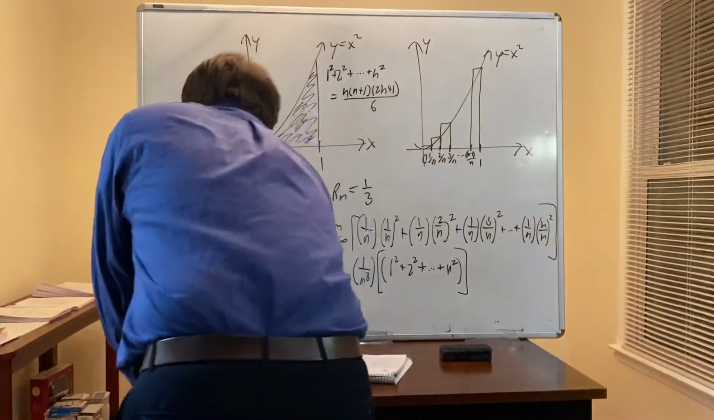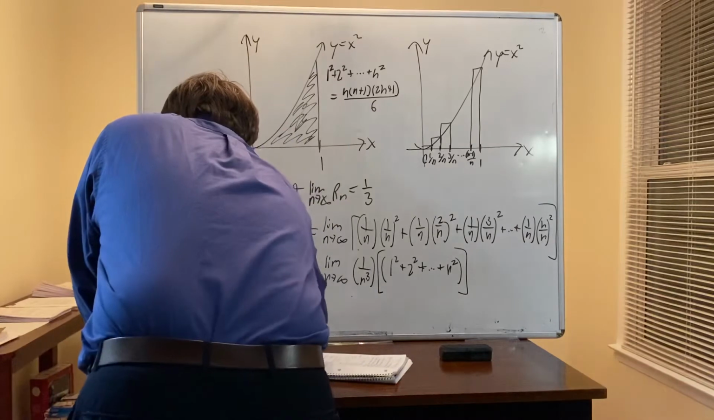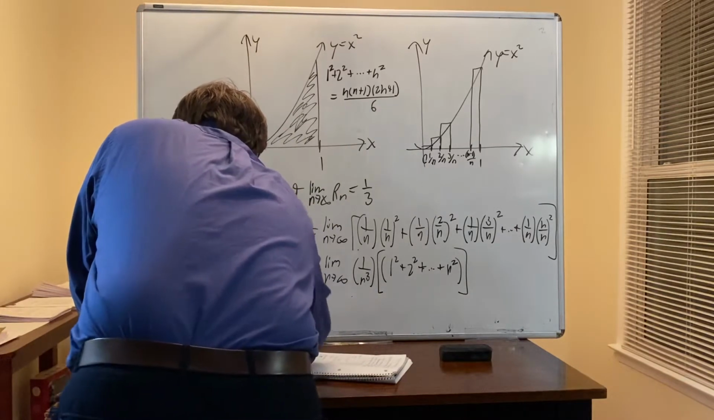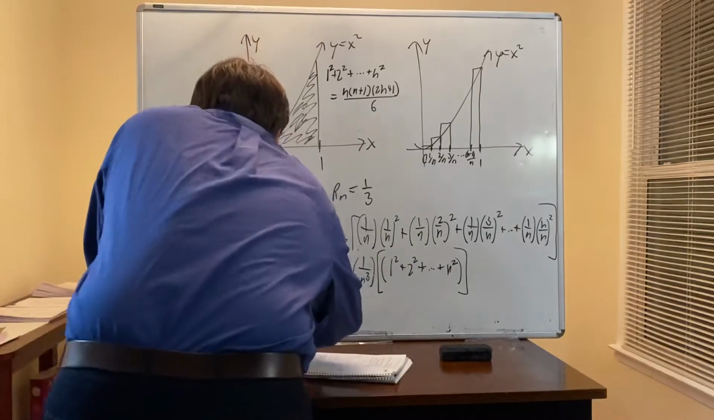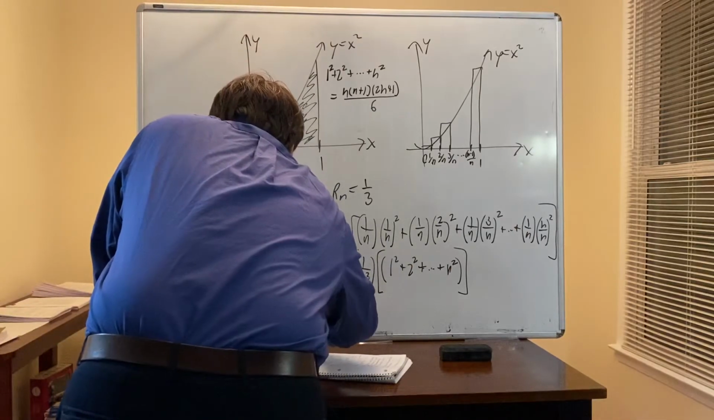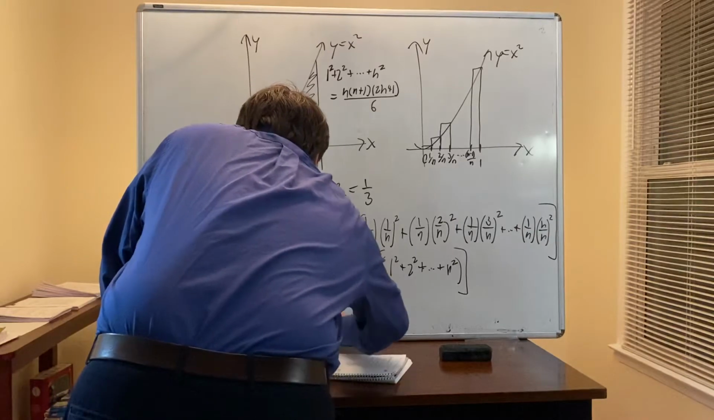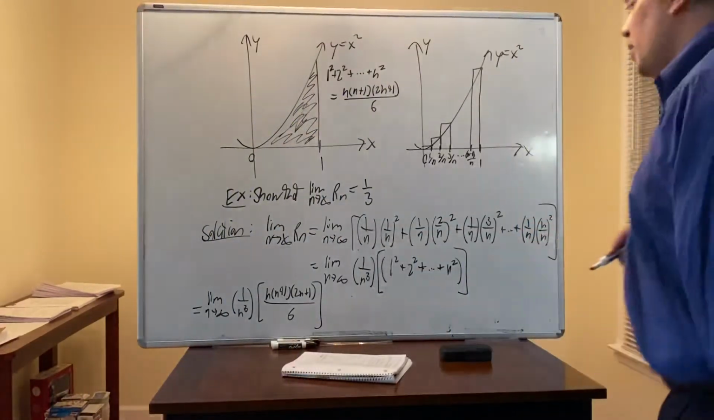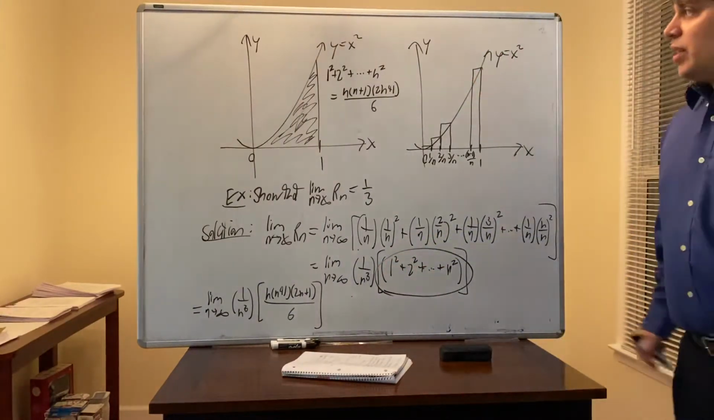So I'm going to write the equal sign over here now. This equals this to give myself space. This is equal to the limit as n approaches infinity of 1 over n cubed times now n times n plus 1 times 2n plus 1 over 6. So I'm just substituting the sum of the squares there for that.